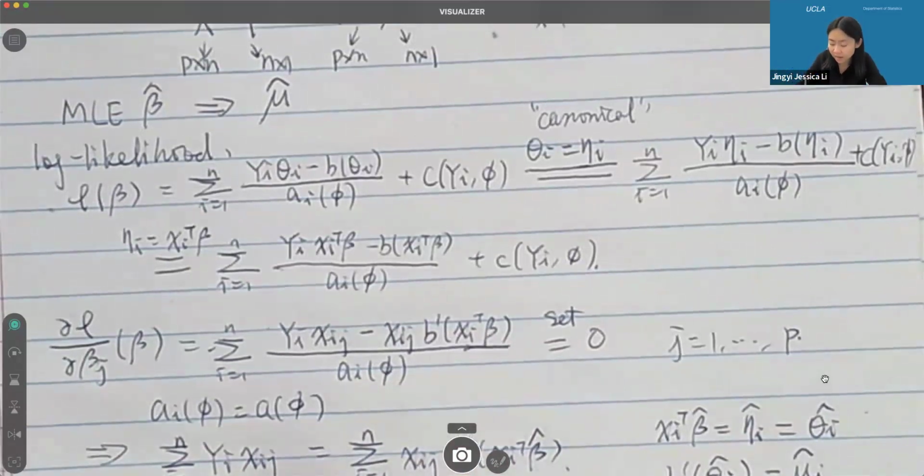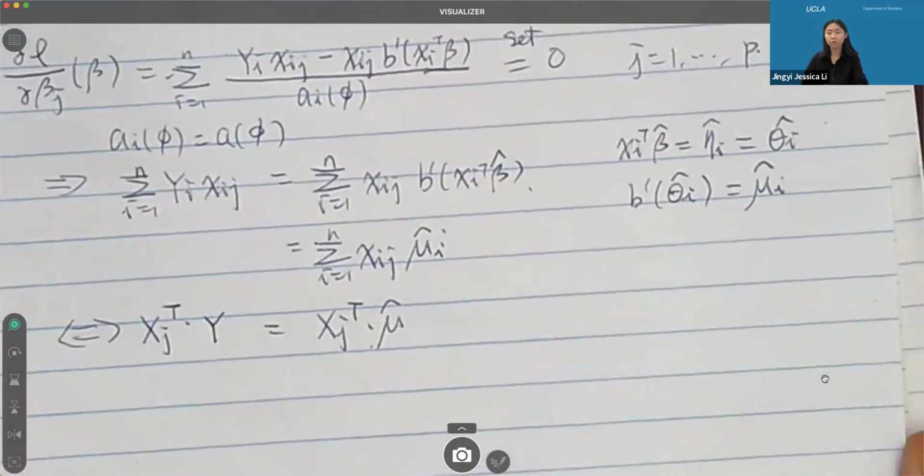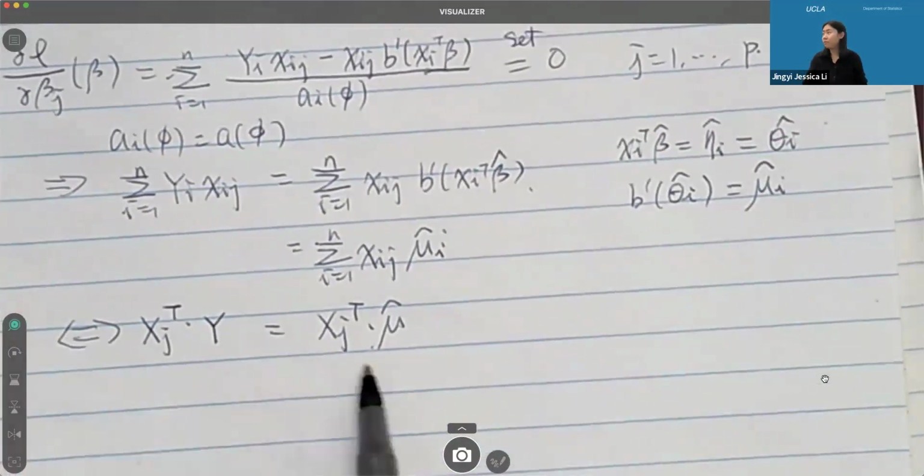Basically, the left-hand side is just the inner product between the jth column of the X design matrix, transposed, and Y. The right-hand side is the jth predictor column transposed, times mu hat, also an inner product. And then we stack it row by row. That's how we get this normal equation.